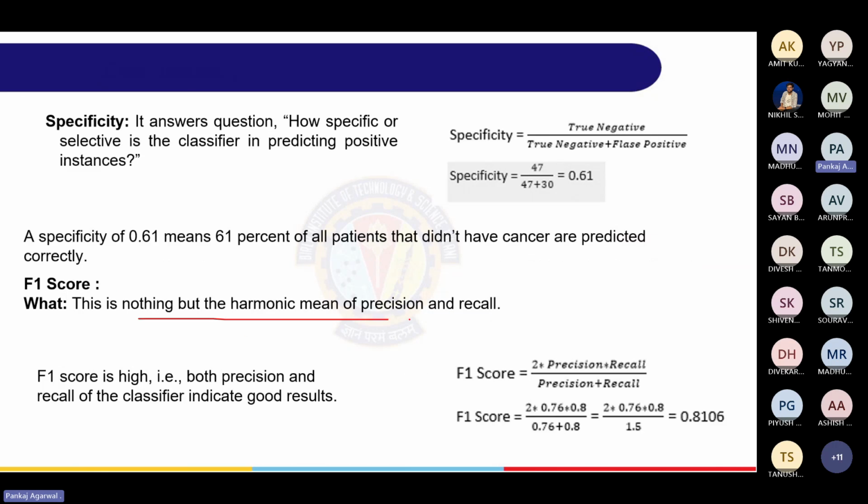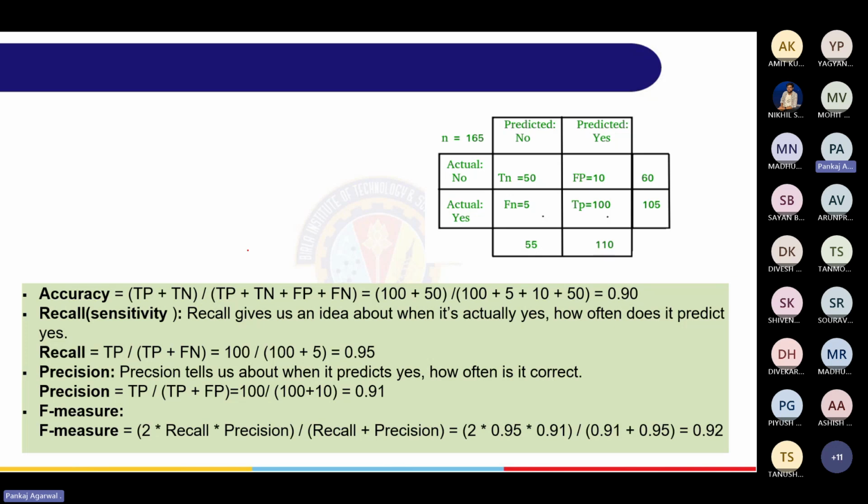F1 is the harmonic mean of precision and recall. It is normally used. We have a combination of both precision and recall over here, right? So if the F1 score is high, then both precision and recall of the classifier indicate good results. These are two aspects which can be covered in this single metric. If you know how to calculate recall and precision, you can put them into this formula and calculate it, right? I think this I have done.